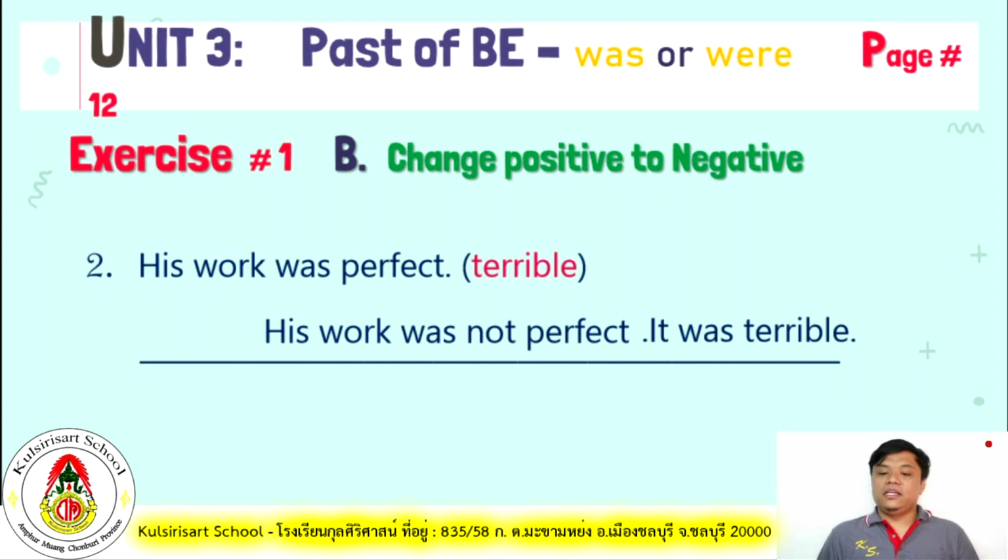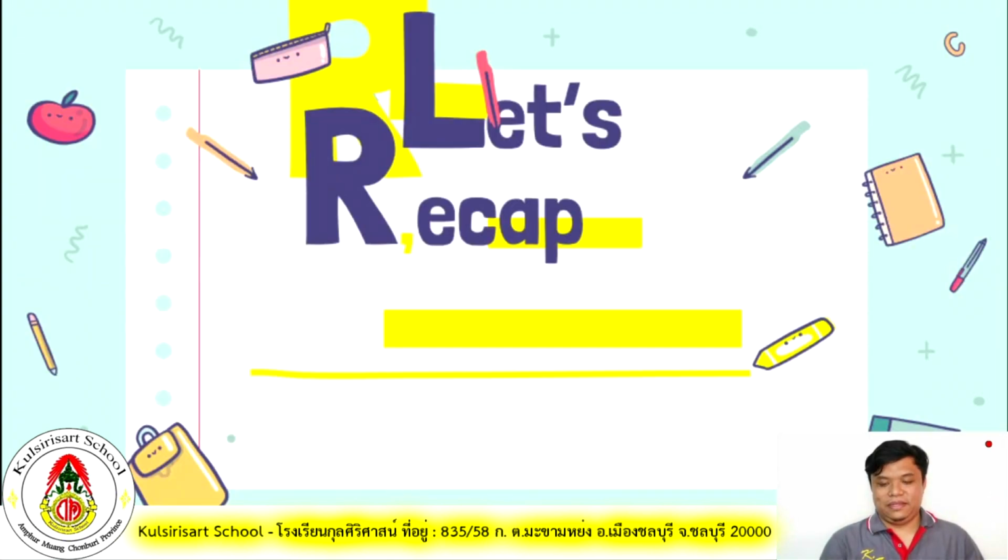Let's see. His work was not perfect. And then we make a new sentence that it was actually terrible work, because it happened already in the past. His work was perfect, but we put the parenthesis terrible, so we will answer it: His work was not perfect. It wasn't perfect, and it was terrible. Okay?